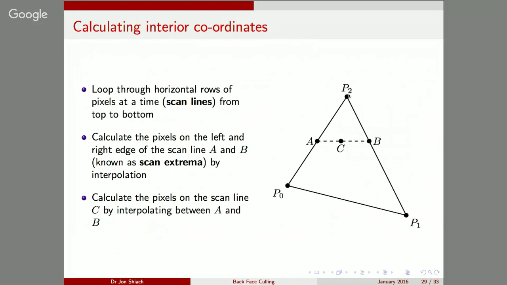So we loop through horizontal rows of pixels at a time. For this polygon, we start at the top, and we loop across the row. For example, here's a scan line. We calculate the coordinates of pixel A and the coordinates of B. A is along this edge, so we interpolate between P2 and P0, and B is along this edge, so we interpolate between P1 and P2. Then we can interpolate between A and B across the interior to give us C.